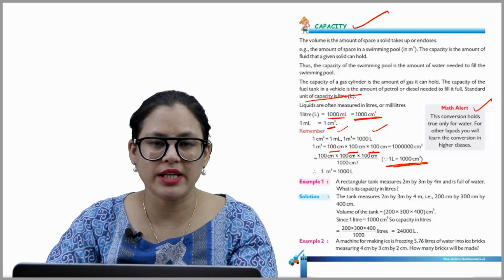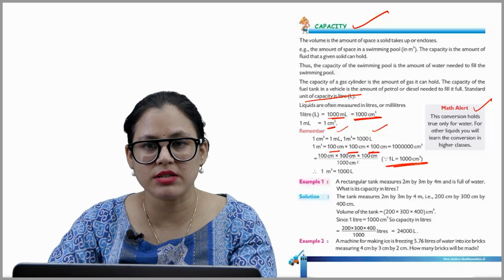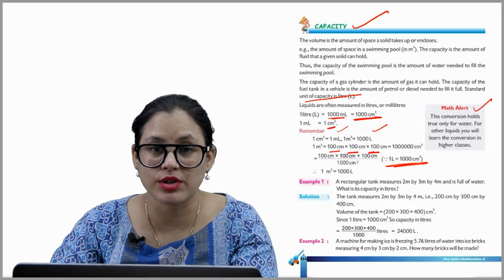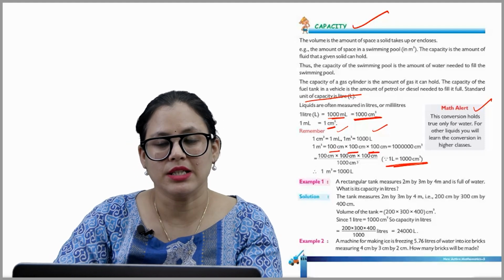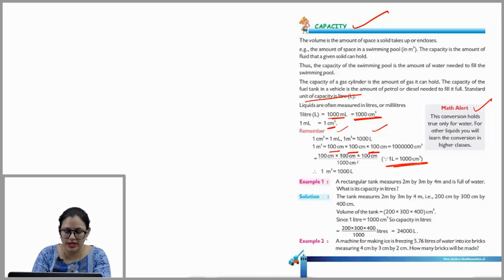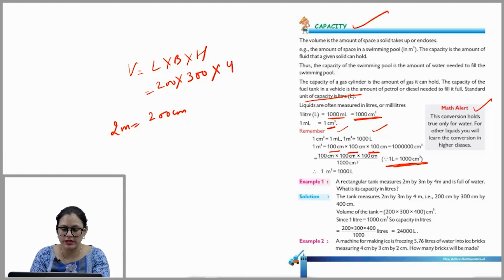Example: a rectangular tank measures 2 meter by 3 meter by 4 meter and is full of water. What is its capacity in liters? Okay, so volume of tank. Volume is length into breadth into height. You have 2 meter, 2 meter is 200 centimeter. Breadth is 3 meter, so we'll convert it into centimeter, 300 centimeter, and height is 4 meter, and we'll convert it into centimeter.